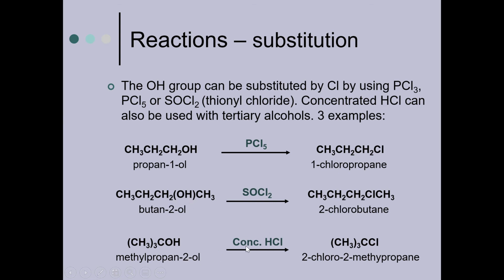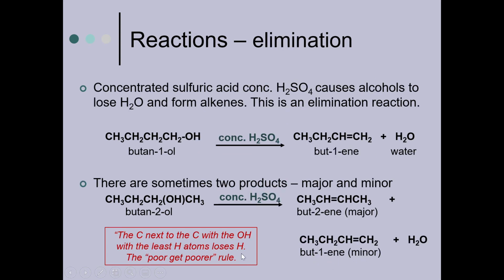And this is the tertiary alcohol reacting with concentrated hydrochloric acid to produce a haloalkane as well. Now another reaction type is elimination. As I said, it converts a single bond into a double bond between carbons. So concentrated sulfuric acid can be used to convert an alcohol into an alkene.